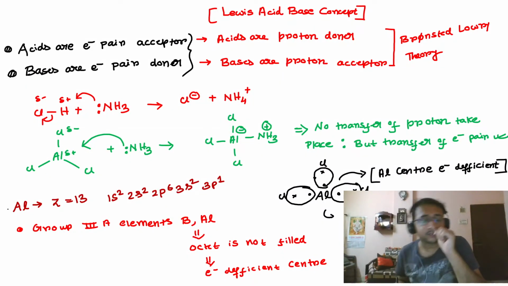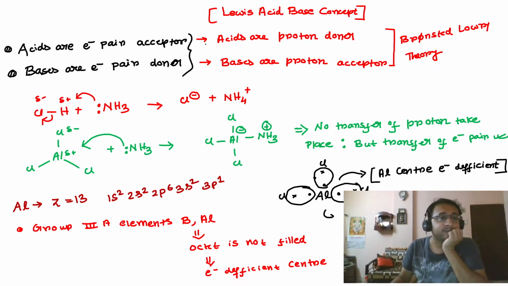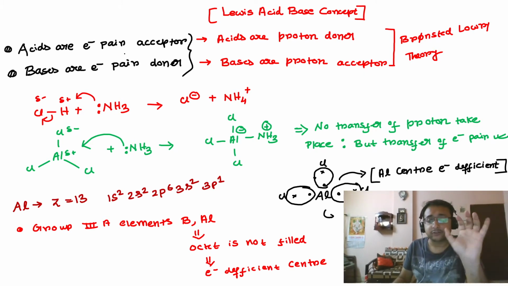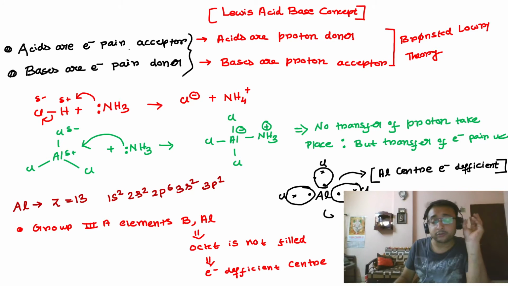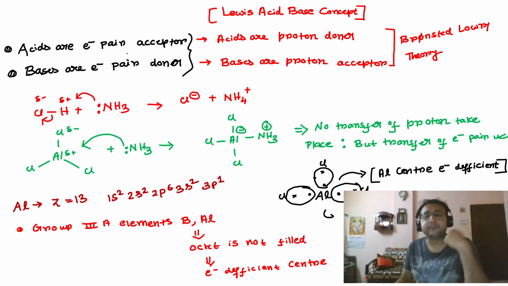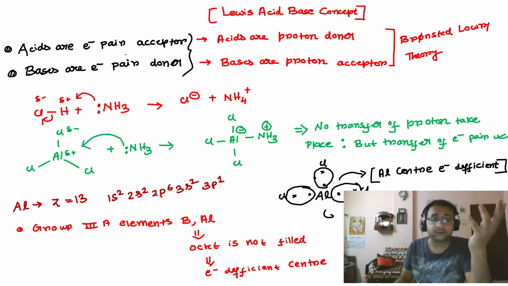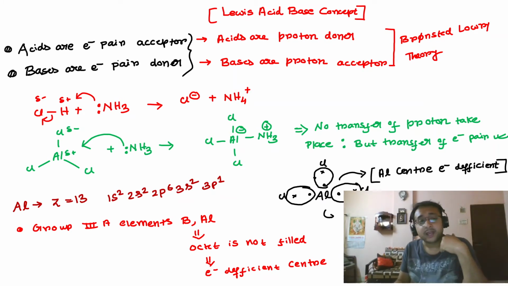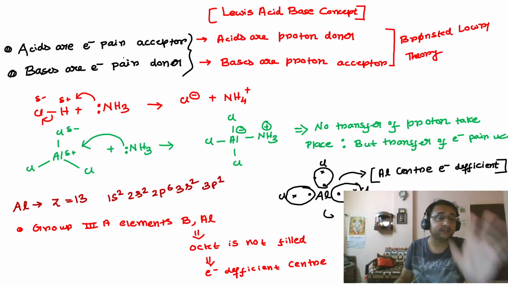Now let's come to the Lewis acid base concept. According to the Lewis acid base concept, acids are electron pair acceptors. So acids are those moieties or chemicals which accept electrons. On the other hand, bases are electron donors. They donate electron pairs. So acids accept electron pairs and bases donate electron pairs. That is the definition of acid and base according to the Lewis theory.